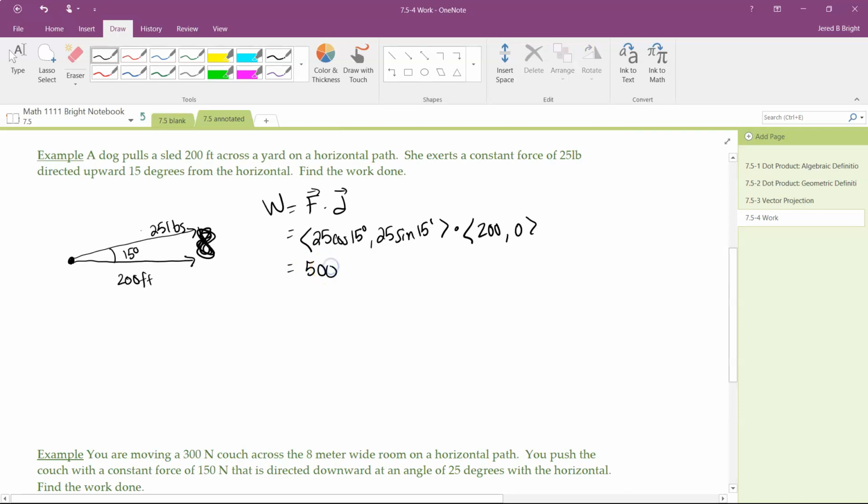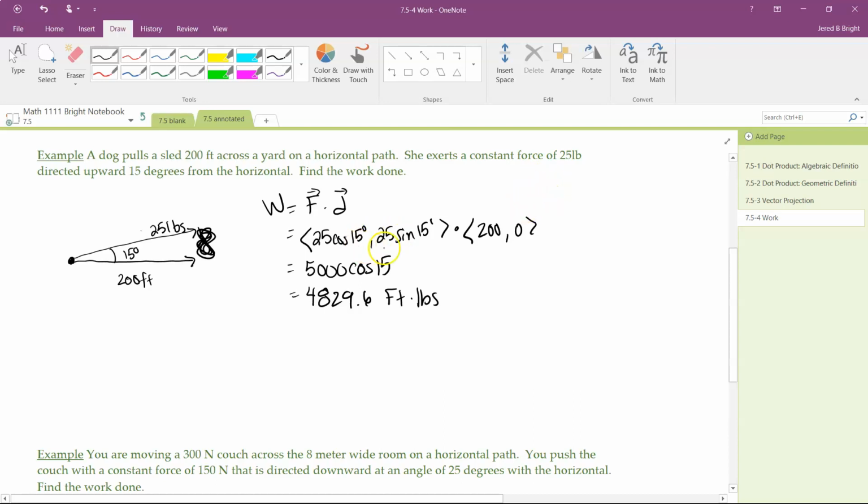So then at the end of the day, I end up with 25 times 200, which is 5,000, and then we do that times cosine 15. I get 4829.6-ish. The units here would be foot pounds. Okay, so that's one way of doing it.